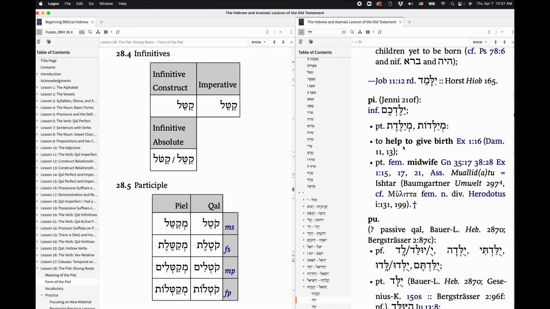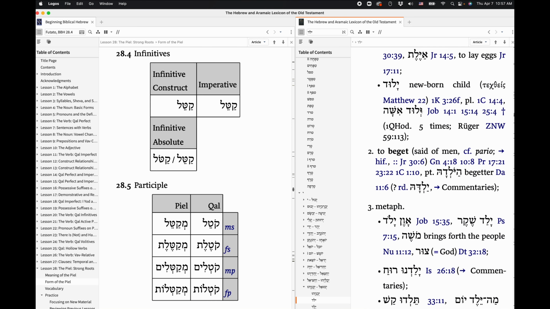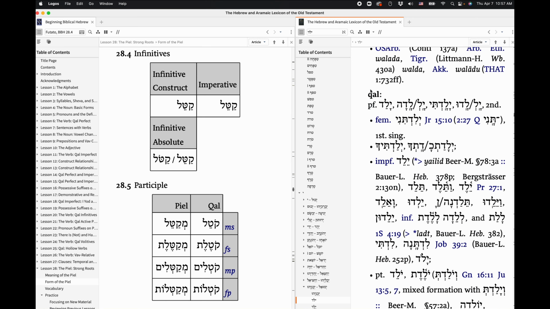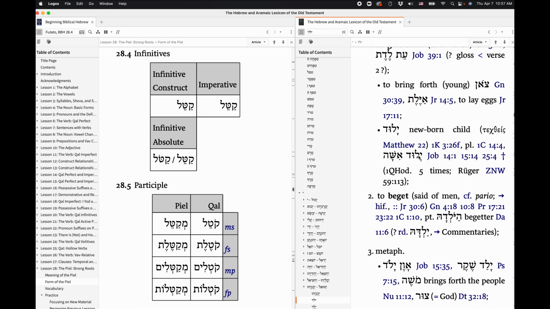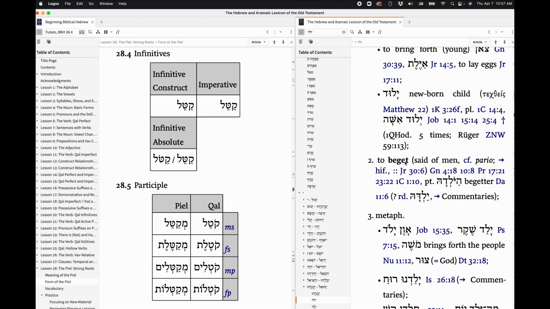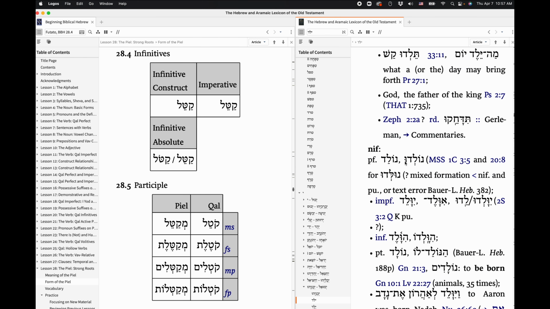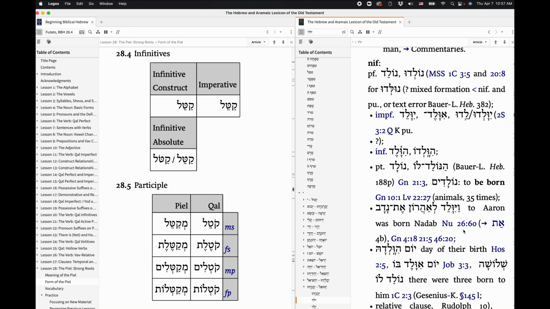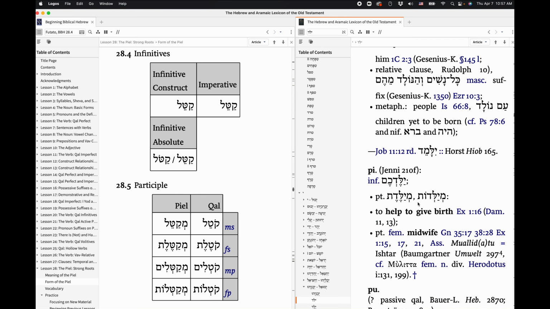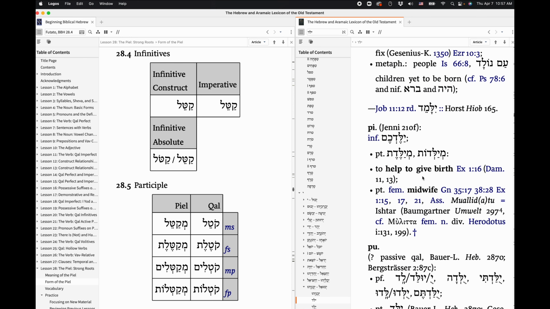So here's the Piel. It means to help give birth. Okay, here we go. So Piel differs from the Qal in that the Qal means to give birth to, or to beget when the subject is a male. In the Niphal, the passive form of the Qal, it means to be born. But when we get to the Piel, it doesn't mean to give birth. It means to help in the process of giving birth. So here, the participle would be someone who helps give birth. They would be a midwife.